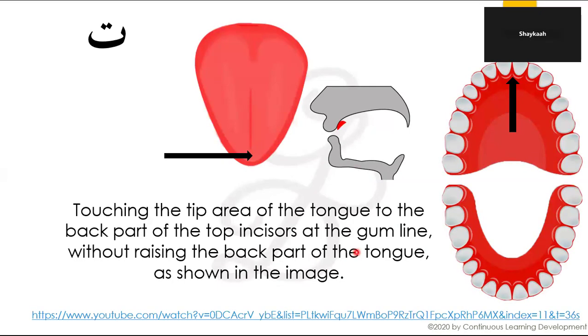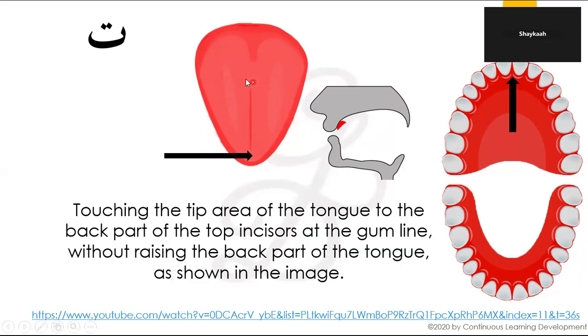The next letter is the da, and the da letter comes from the tip of your tongue, as indicated by this arrow. The tip of your tongue is going to be placed at the back of your top incisors, so the top 2 teeth. That's where your tongue is going to be placed. Now, the meeting point of the gum line and the teeth is exactly where you want to be placing the tip of your tongue, and these areas are indicated by our arrows. So you don't want to be raising your tongue.